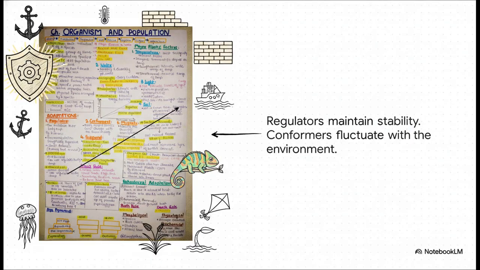And this graph, wow, it shows those first two strategies perfectly. See that straight, flat line for the regulators? Their internal conditions stay rock solid, no matter what's happening outside. But the conformers? They're on that diagonal line. Their insides basically just mirror whatever the external environment is doing.